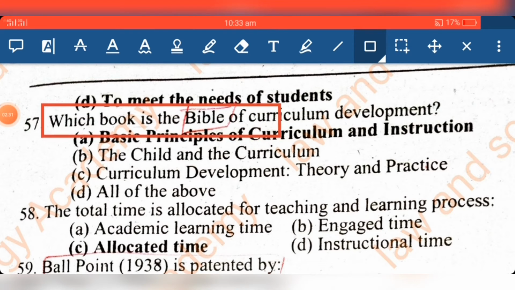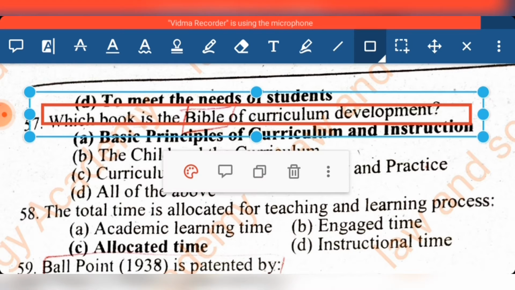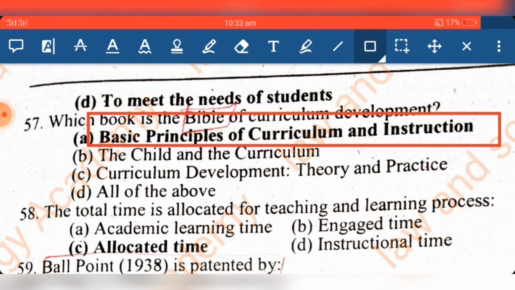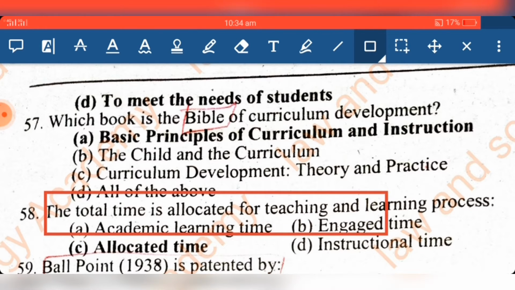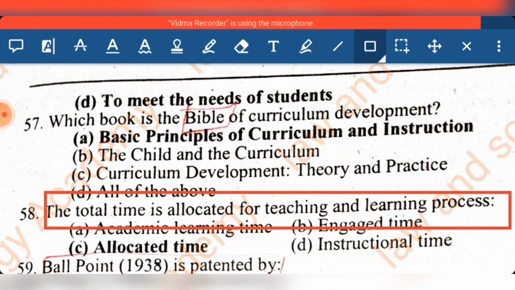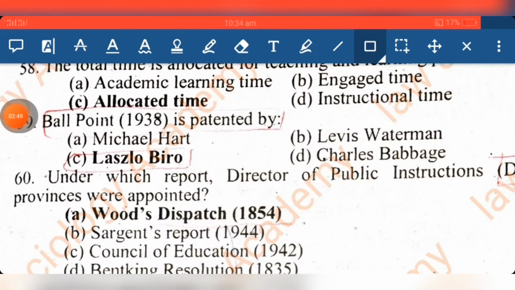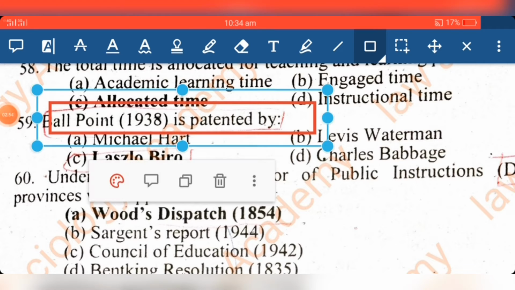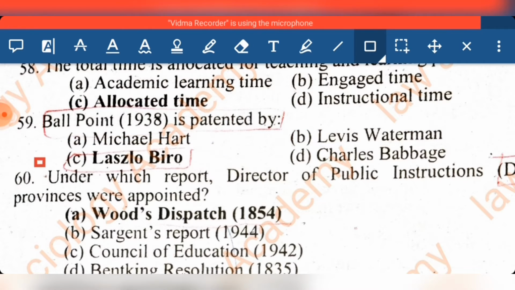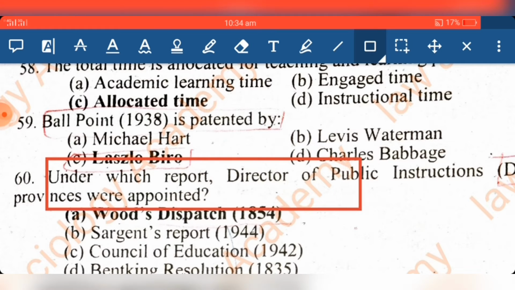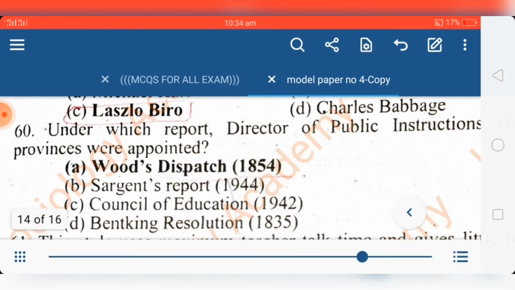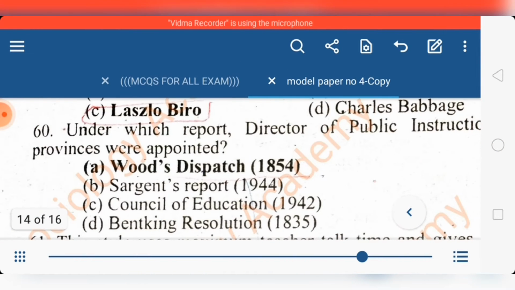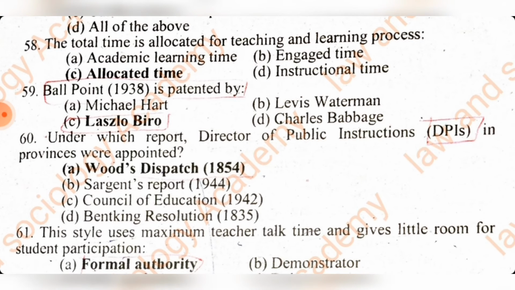And which book is the Bible of curriculum development? Basic Principles of Curriculum and Instruction. The total time allocated for teaching and learning process: allocated time. Ballpoint 1938 is presented by Laszlo Biro. Under which report were Directors of Public Instruction, DPIs, in provinces appointed?